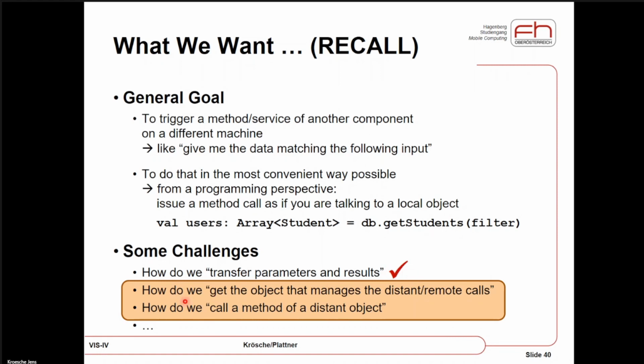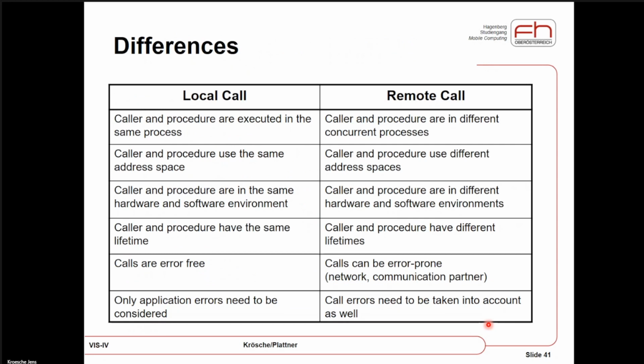And so the next step is, how do we get the object that manages the distant remote calls? Because at some point, the knowledge of where our communication partner is and what methods I can really call needs to be defined. And of course, we need to do the call itself. So that brings us to the problem: what distinguishes a local call from a remote call?